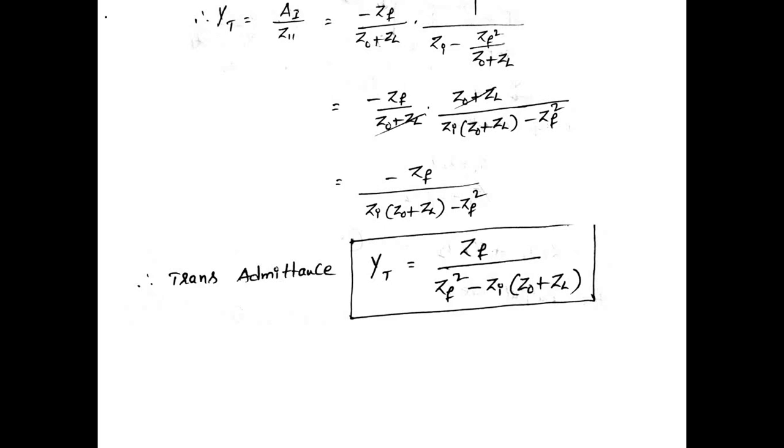Usually in the textbooks they don't represent this simplified form. We need to simplify because if you go on doing so many derivations, the length of the derivation increases, and in the examination the time may not be sufficient to do all these derivations. But anyhow, this is the derivation for transadmittance: YT is equal to Zf divided by Zf square minus Zi into Z0 plus ZL. We need to calculate Zf, Zi as well as Z0 plus ZL from the circuit, substitute them, and calculate the final formula for YT.